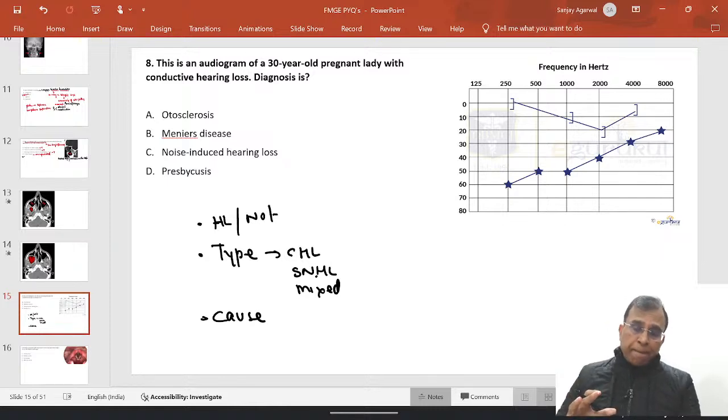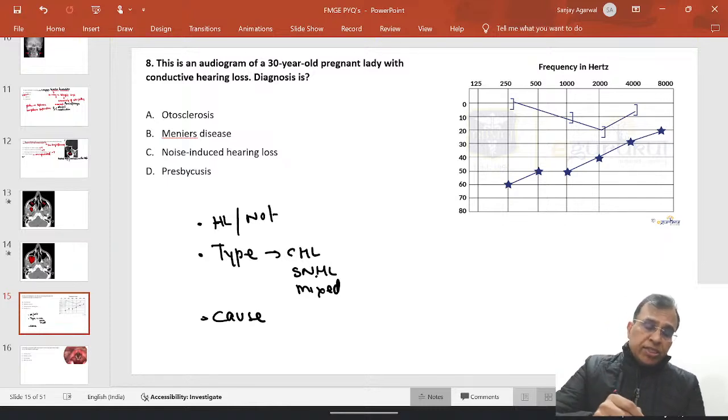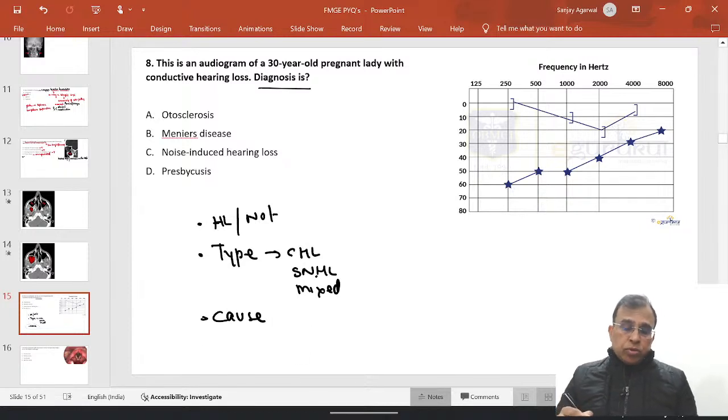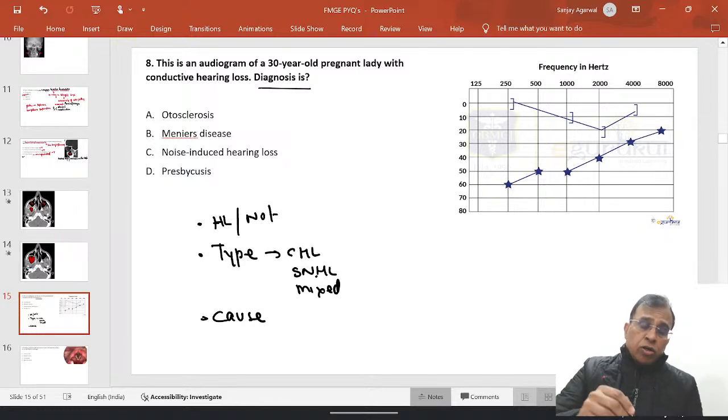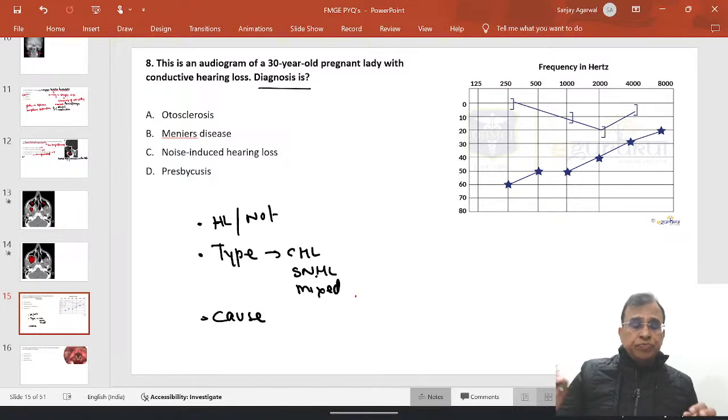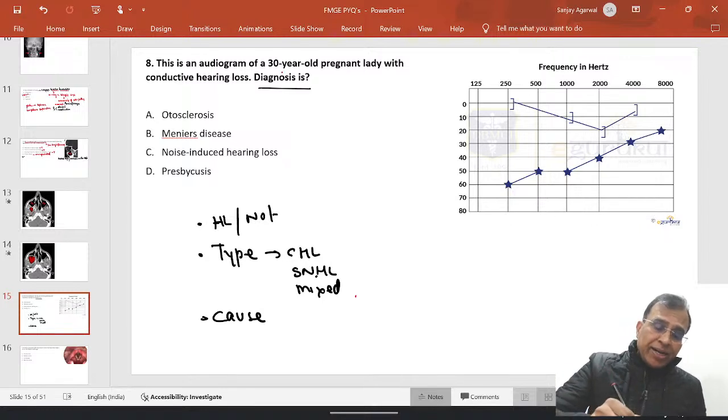Look at this particular question. This is an audiogram of a 30-year-old pregnant lady with conductive hearing loss. Diagnosis? So they've asked this question. The choices given are otosclerosis, Meniere's disease, noise-induced hearing loss, and presbyacusis. Even if the audiogram is not given, in most cases this question can give you the diagnosis. If a pregnant lady around 30 years has conductive hearing loss, most likely it is otosclerosis.